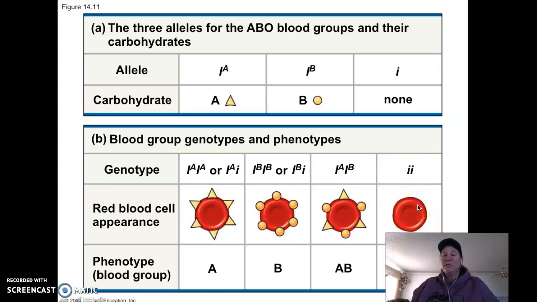Now, if you look at this, you would think that O would be the rare form because you have to have the 2 recessives. It's not. O is the most common. A is next, and then B, and then AB. But O is the most common blood type, which is great because it is the best blood type because you can give this blood to any of these types because there's nothing in there to interfere.